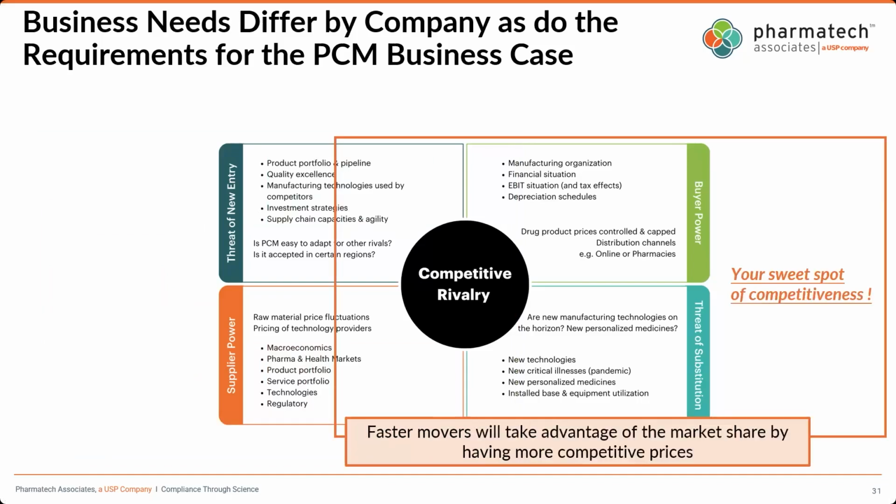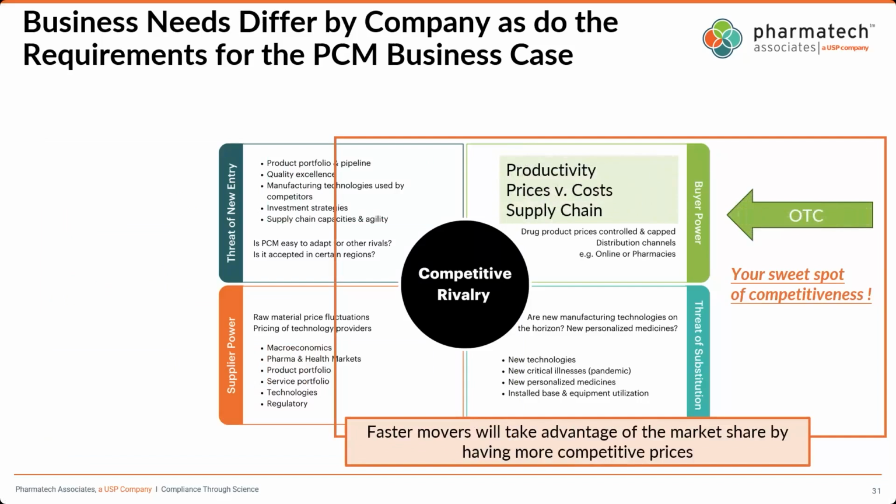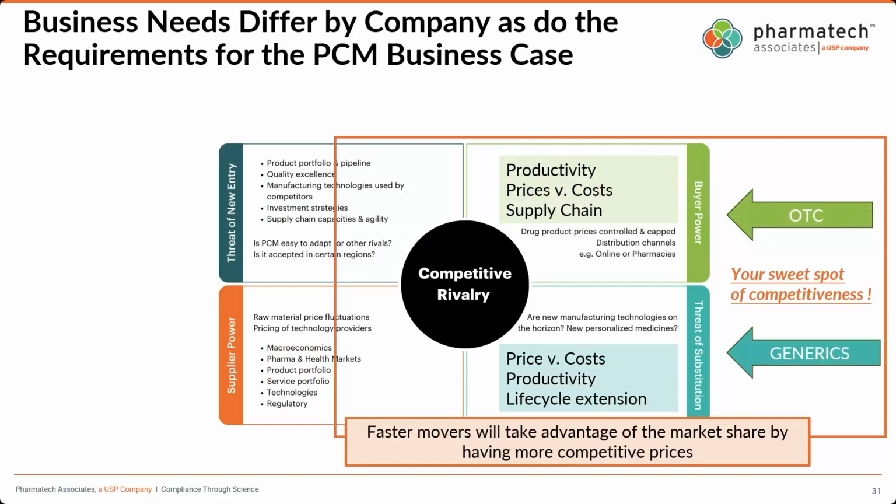And if then the other groups like the OTCs or the generics are coming in, they have a different perspective to that. They want to have, of course, also supply chain agility. This is the same, but they are looking much more to the productivity piece because of their price and cost situation. Yeah.